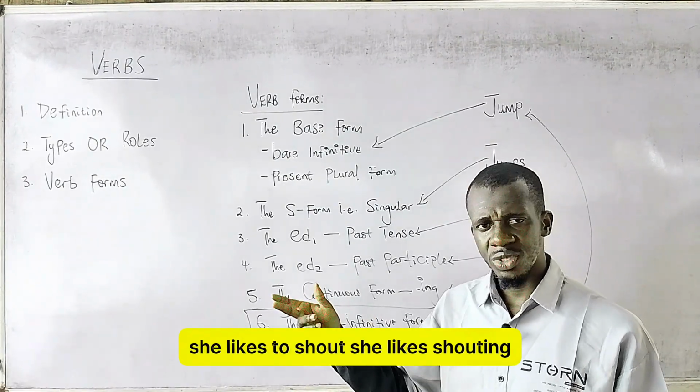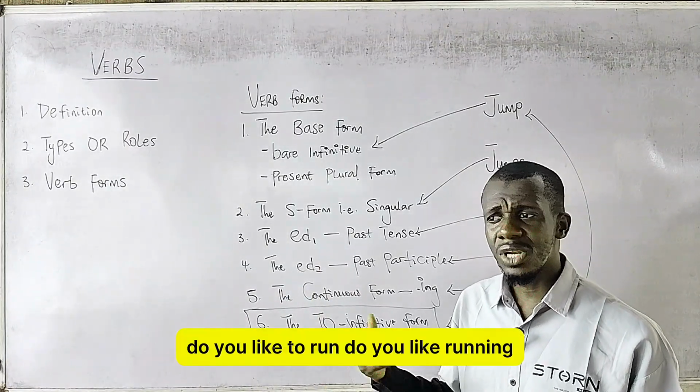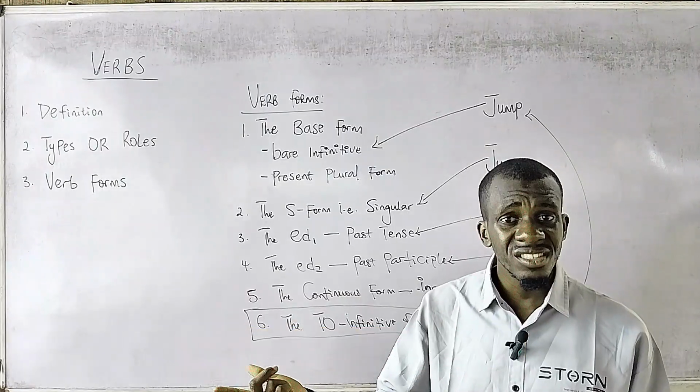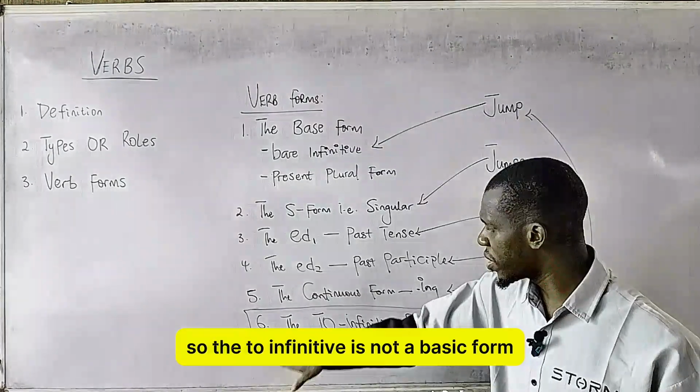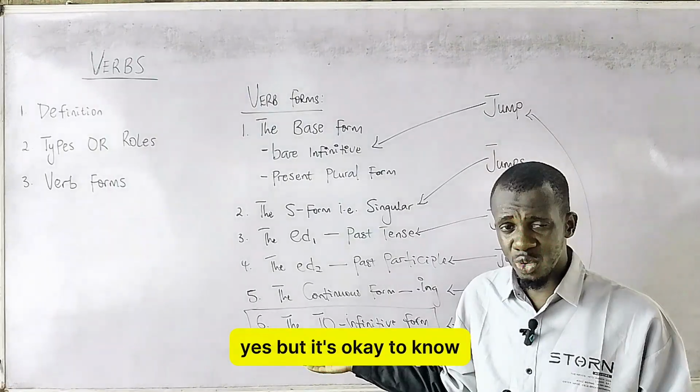She likes to shout. She likes shouting. Do you see that now? Do you like to run? Do you like running? So the to infinitive is not a basic form. Yes, but it's okay to know it.